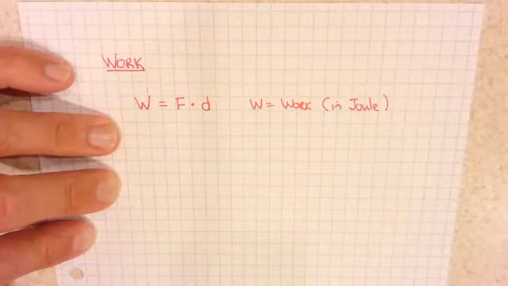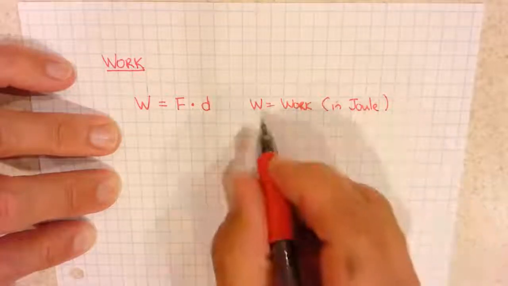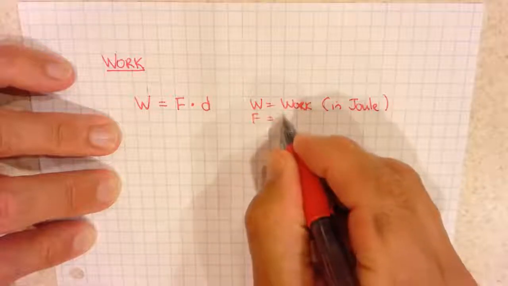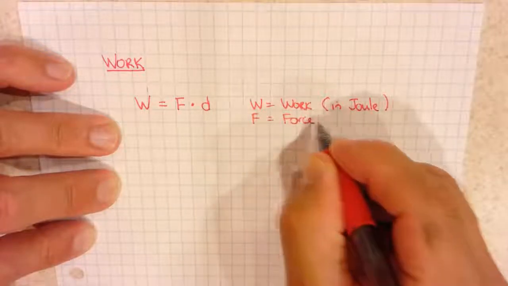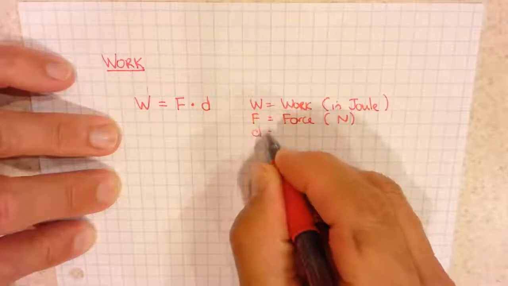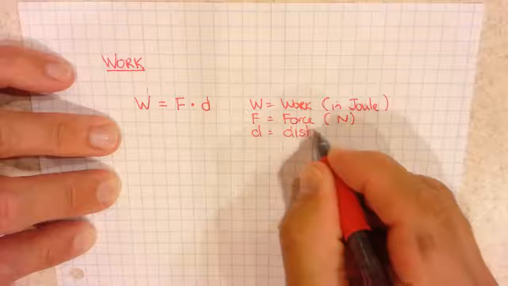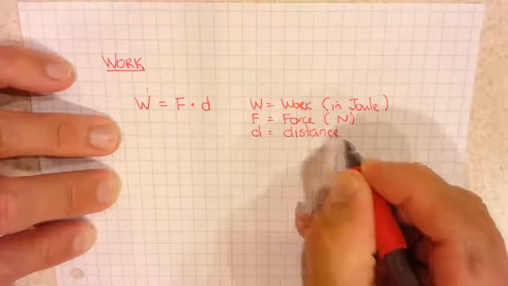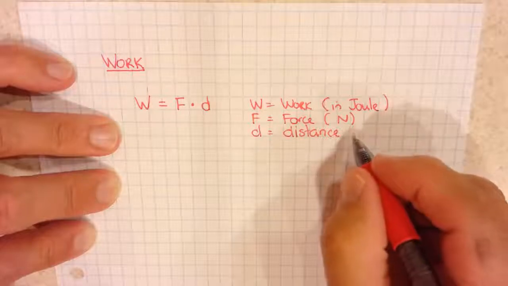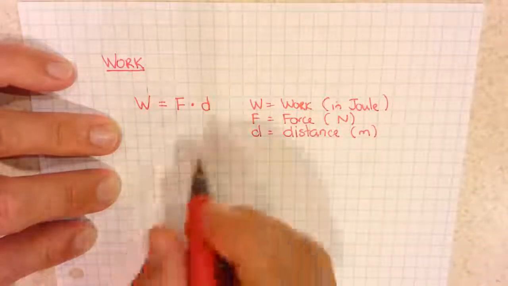So a joule is a unit of energy. There's other units of energy, for example, a calorie, but we're going to work in joules. So W is the work, F is the force that's applied, and that of course is in newtons, and D is the distance over which the force is applied. So if a force doesn't cause an object to move, it has not transferred any energy, and the distance, of course, is in meters. So this is going to be our first equation.